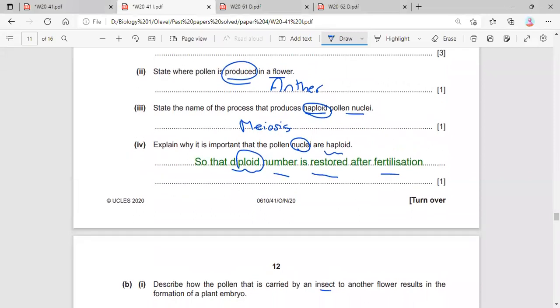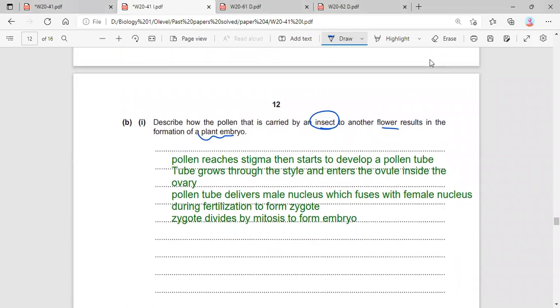Describe how the pollen that is carried by the insect to another flower results in the formation of the embryo. I want to write the steps starting from the pollen on the insect till it becomes a plant embryo. So here I will describe all the steps starting from pollination till the formation of the embryo. I will say the pollen reaches the stigma, then it starts to develop a pollen tube. This pollen tube goes down the style and enters the ovule, which is inside the ovary. So the pollen tube goes till the ovule.